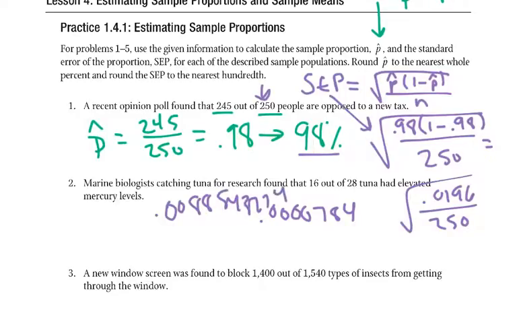0.00885437774, which we round to the nearest hundredth. So I look behind that. 8 would round up to 0.01, so our SEP would be 0.01.